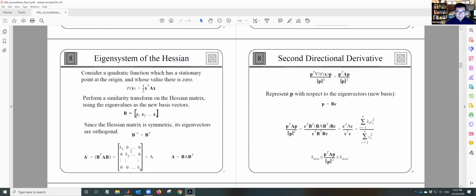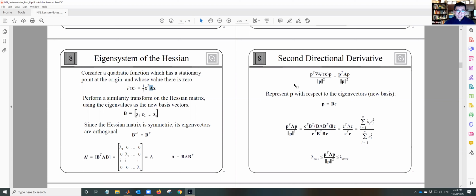eigenvalue decomposition. So we decompose this matrix A with the eigenvector B into a diagonal matrix, and the diagonal entries are all eigenvalues. And the eigenvalues can be bigger or smaller depending on the arrangement of the eigenvector. So for a matrix A, you will be able to have eigenvectors, and along each eigenvector, you will have the eigenvalue.